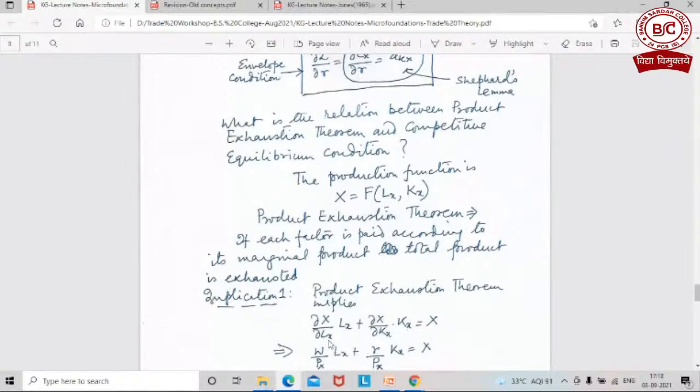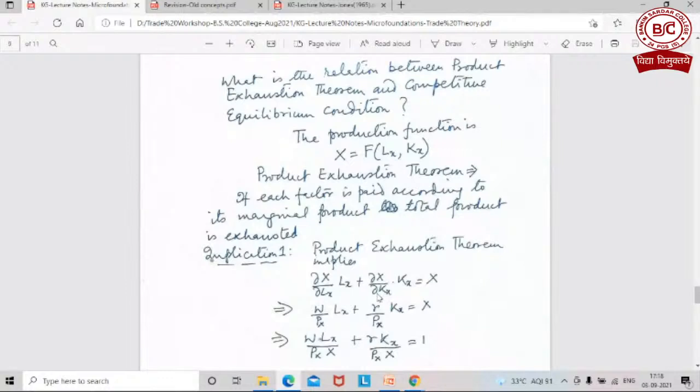Now, del X by del Lx, this is the marginal physical productivity of labor. You can write it as the real wage rate, W by Px. Del X by del Kx is the marginal physical productivity of capital. You can write it as R by Px. Now you can just simplify this.